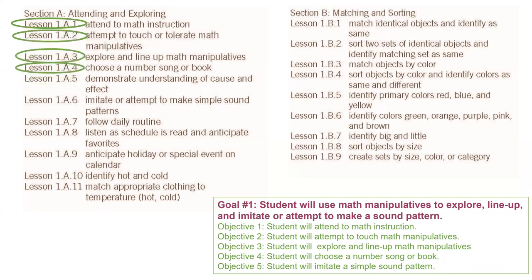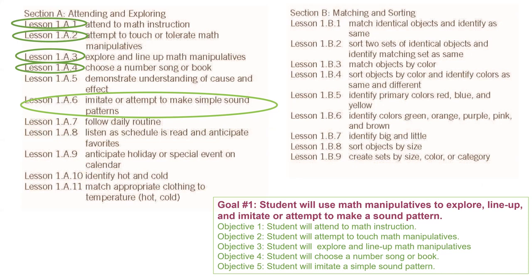IEP objectives include lesson objectives 1A1 to 1A4, which cover beginning attention and engagement with materials. Lesson objective 1A5 adds more exploration using cause and effect toys and other items. It's not an identified IEP objective, but it is still taught, still relevant. Finally, IEP objective 5 is lesson 1A6, using instruments to make sound patterns. The objectives focus on beginning active participation in a variety of ways, which will help identify what the student likes.